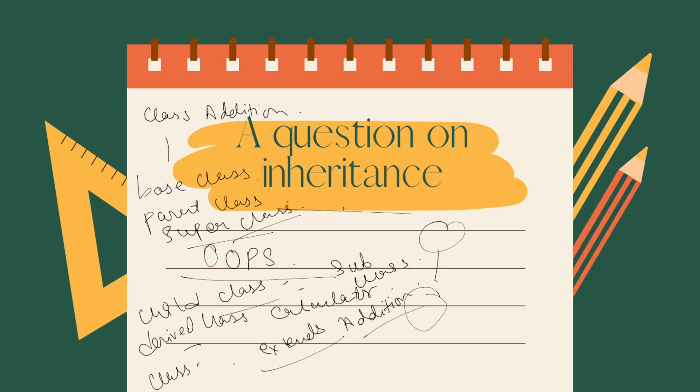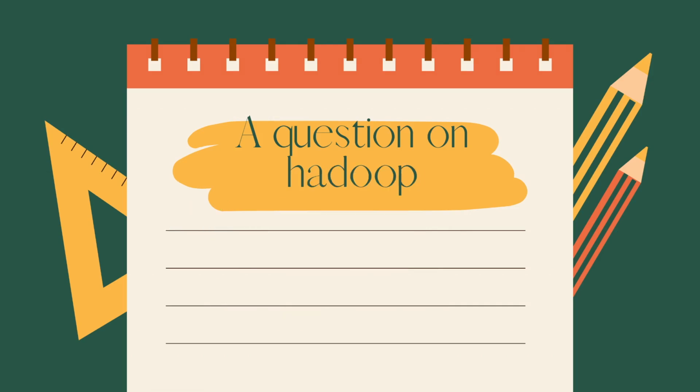Protected members can be accessed by the child class. That was also true. But the private members can be accessed by the child class. This was the one that was incorrect. Okay. So that question also we are having in the coming slides. Don't worry. Okay, then there was a question on Hadoop.